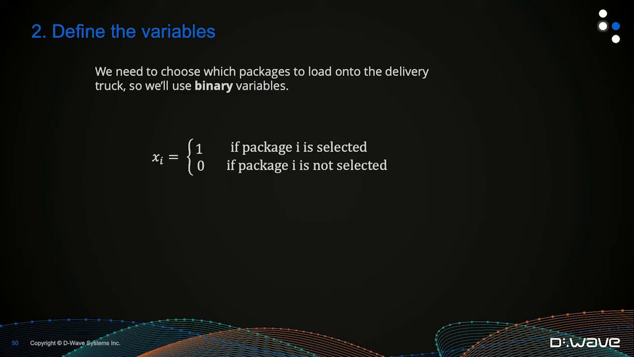All right, now the second step is to define our variables. Since we want to make a decision about whether or not we're loading each package onto the truck, that's a binary decision. So either we load it or we don't load it. We're going to use binary variables, and we're going to use one variable per package. If the variable is equal to 1, we're going to say that we're choosing that package to load onto the truck. And if it's equal to 0, then we're going to leave the package behind.